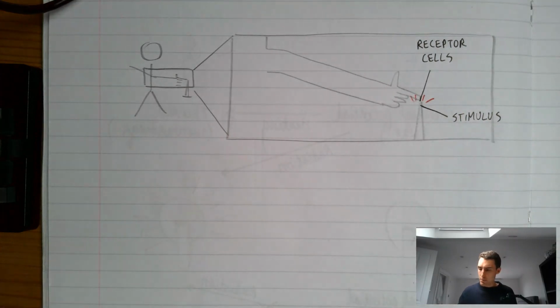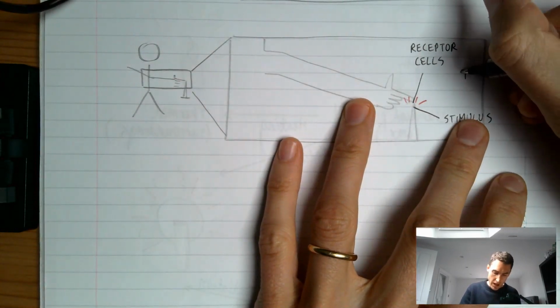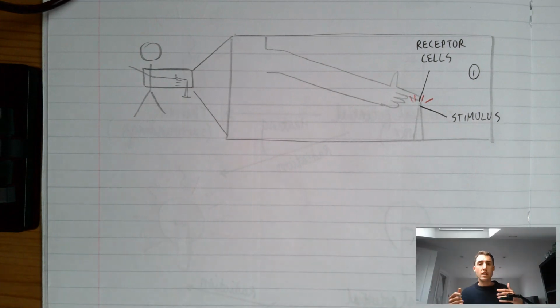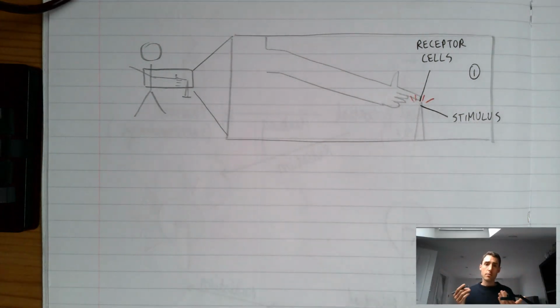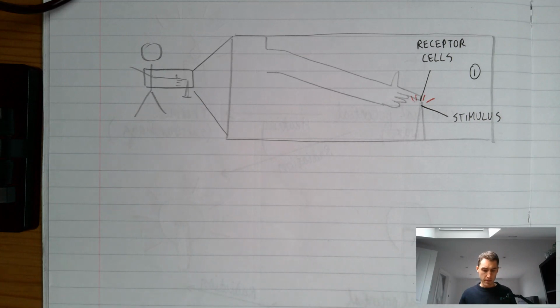So the first thing that happens is the receptor cells detect this stimulus. So I might put a number 1 over here, which is referring to these two bits, because what I'm going to be doing is using these diagrams to scaffold students' thinking. And ultimately, we want them to be able to write it in a really clear, logical way. And the diagram can be really helpful there.